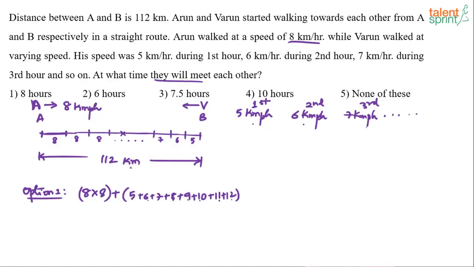This total should be equal to 112. See, this is 64 kilometers and this is whatever number of kilometers. This total has to be 112 kilometers. If it comes out to be 112, then 8 hours is the answer. If it is not 112, then depending on what you have got, you can decide whether you have to take more than 8 or less than 8.